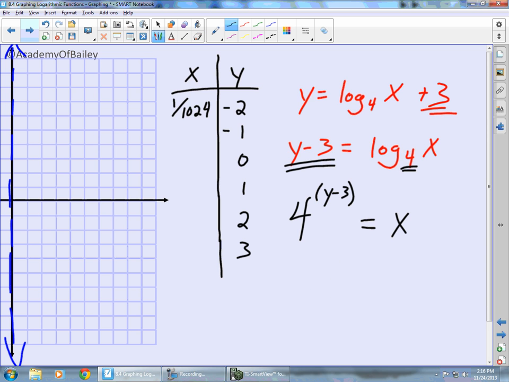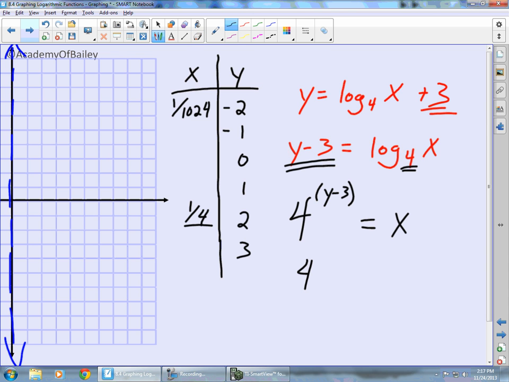Well, I know that since I'm subtracting 3 in the exponent there, I should probably start with values that are a little closer to 3. Let's do 2. Let's figure out what happens when we put 2 there. That'll be 2 minus 3, which is equal to 4 to the negative 1st power, which is equal to 1 over 4. And that's getting more manageable to graph.